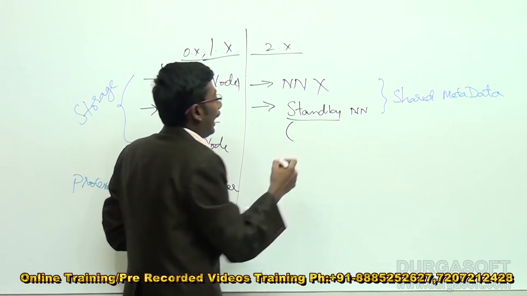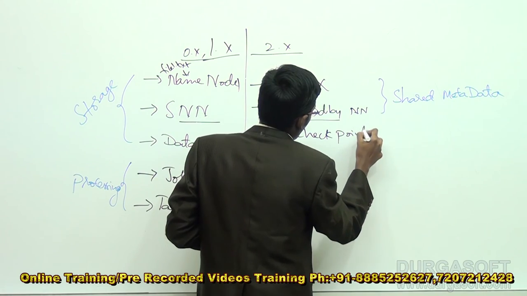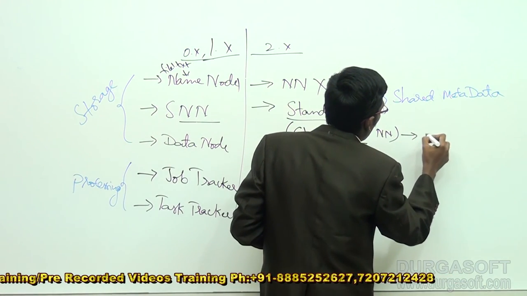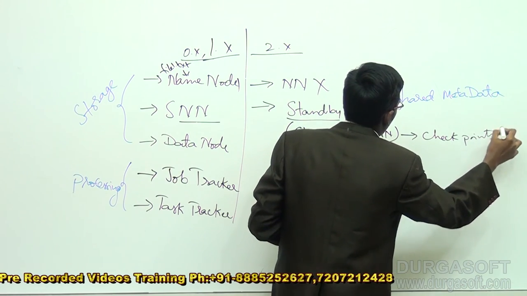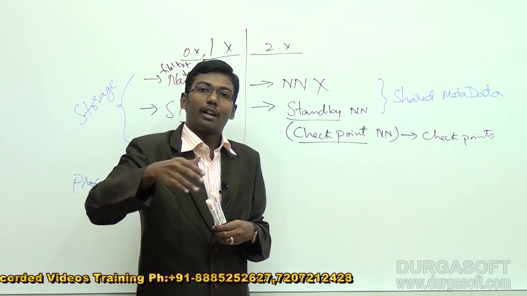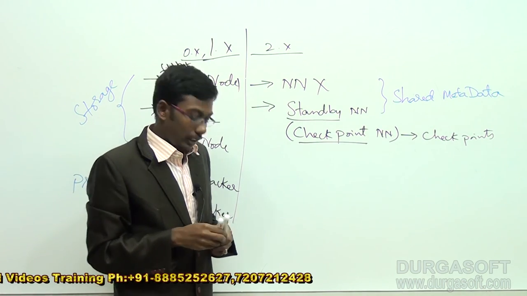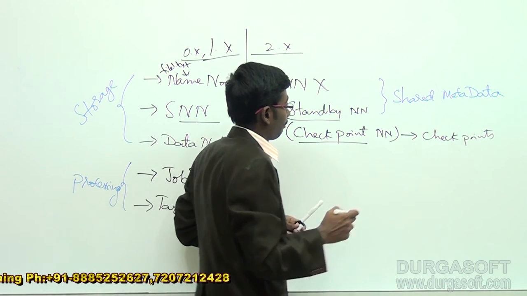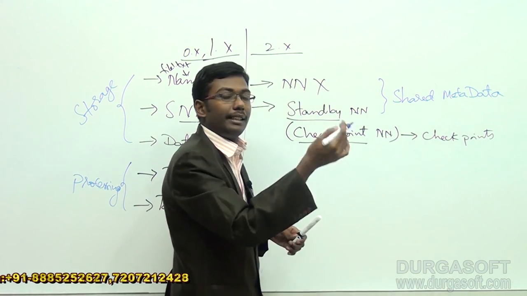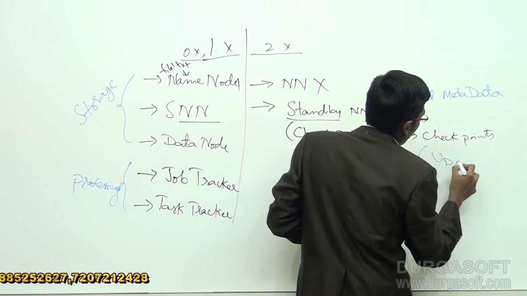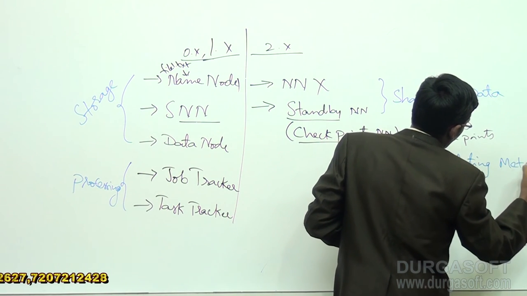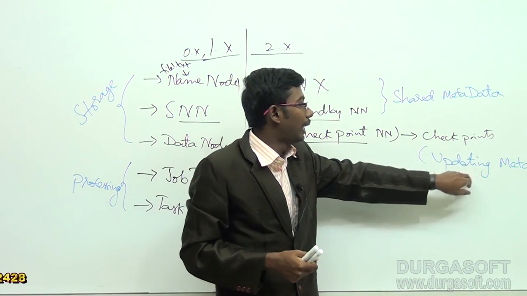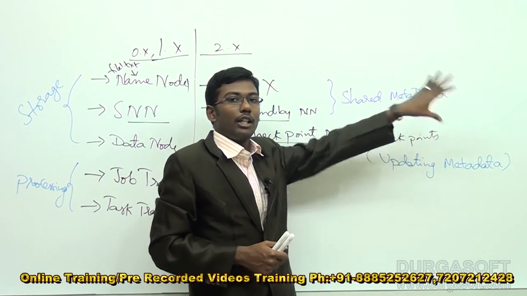Sometimes the standby name node itself will act as a checkpoint name node. We can also make it a checkpoint name node as an additional role. The checkpoint name node's job is to maintain the checkpoints. Just as the job tracker maintains acknowledgements periodically, as the list of available nodes, in the same manner the checkpoint mechanism also holds information. After each iteration it updates the metadata periodically. By updating this metadata information we are maintaining the copy, which is the checkpoint mechanism.